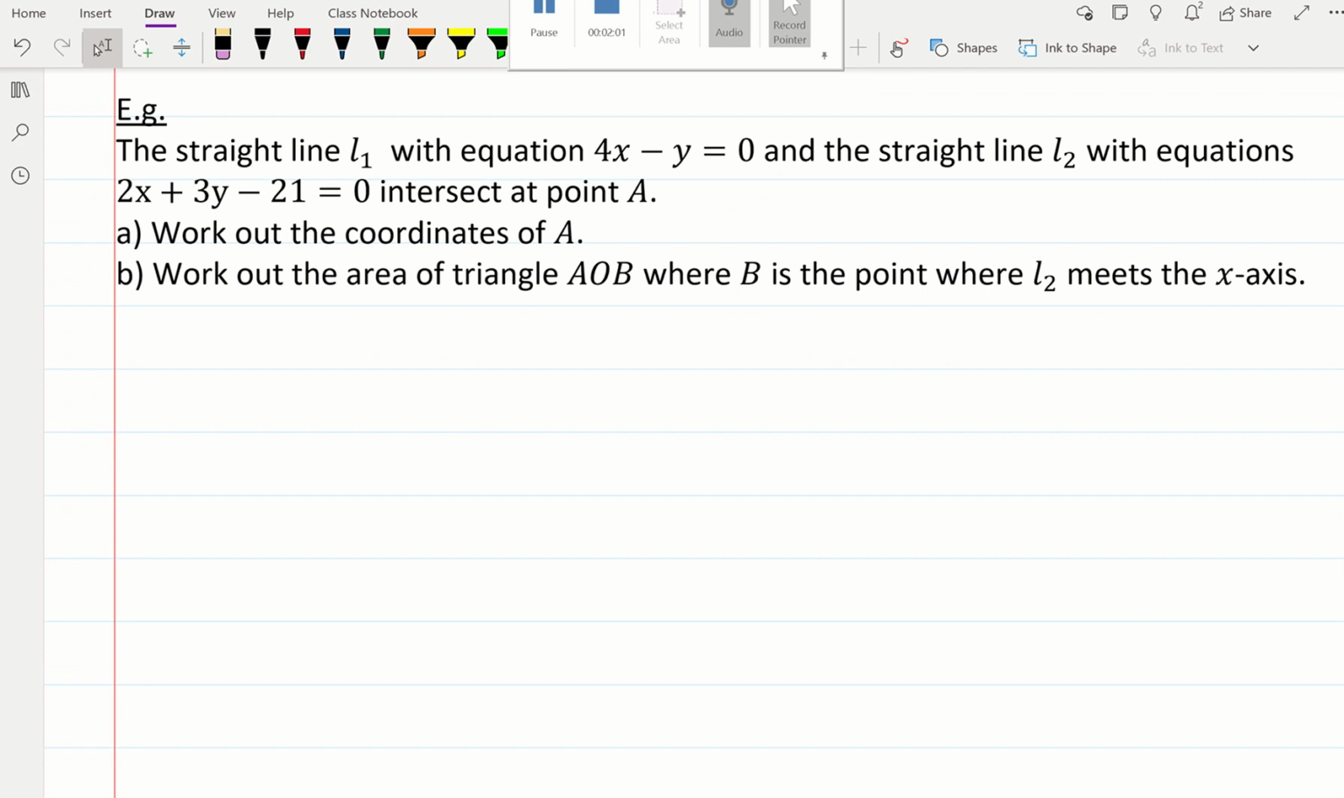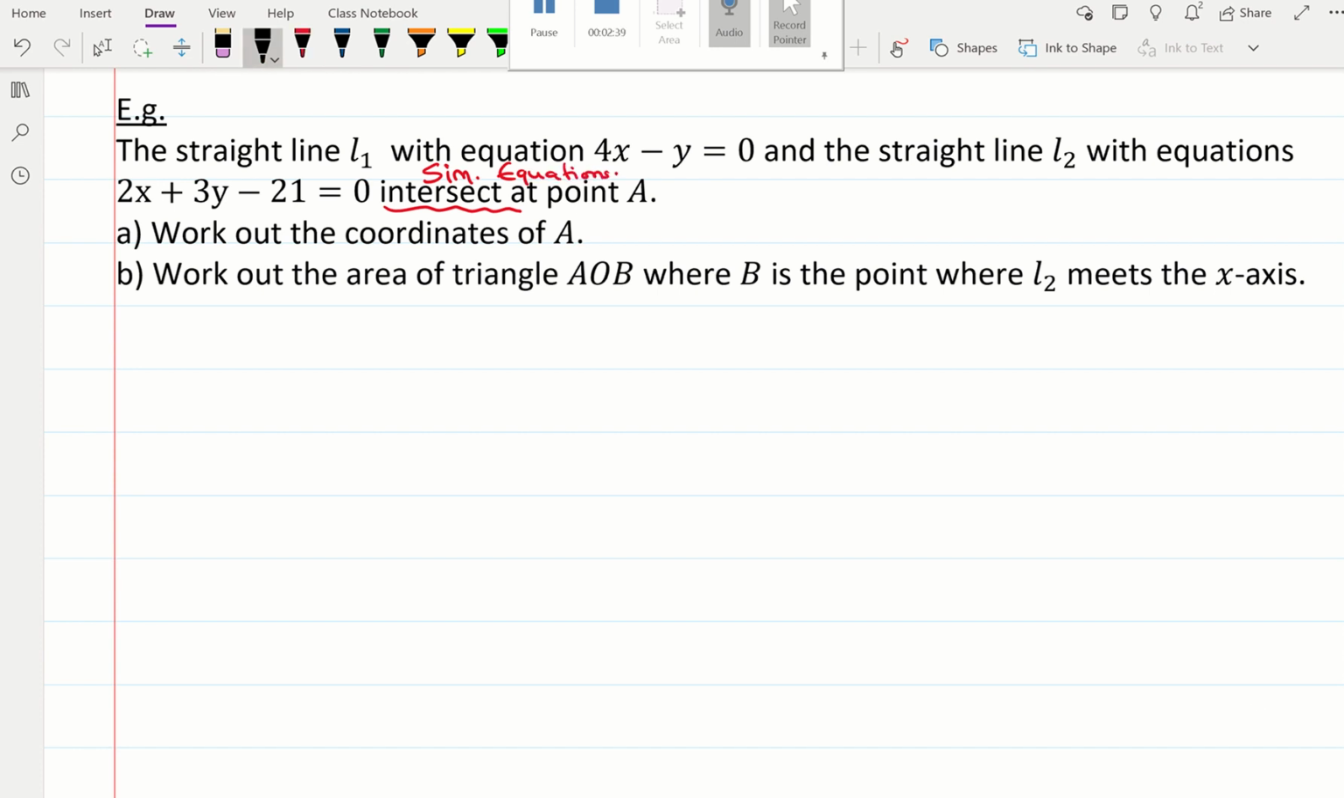Okay, here is a question. The straight line L1 with equation 4x minus y equals 0, and the straight line L2 with equation 2x plus 3y minus 21 equals 0 intersect at point A. Work out the coordinates of A. So if I have two lines and they intersect, this is simultaneous equations. So two lines that intersect, this is simultaneous equations.